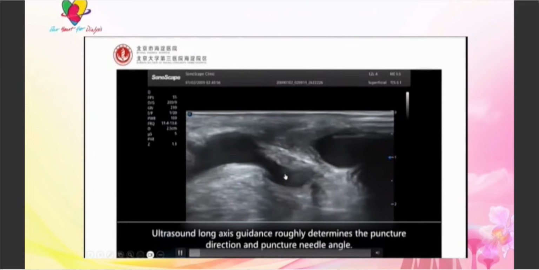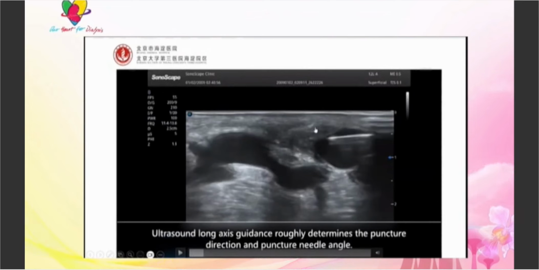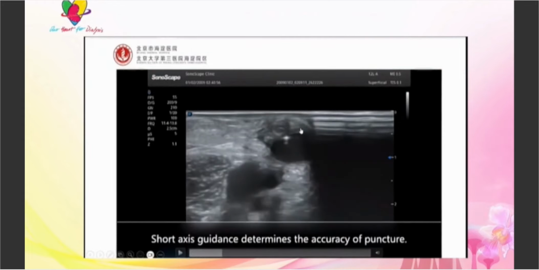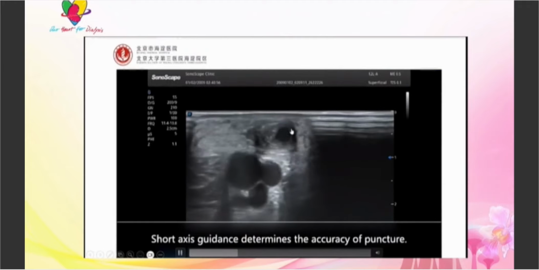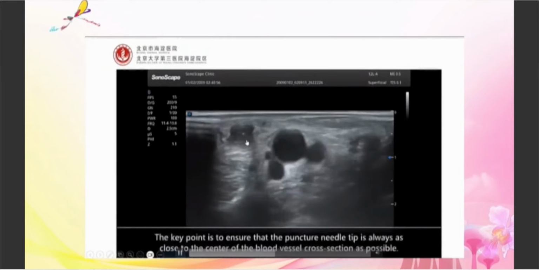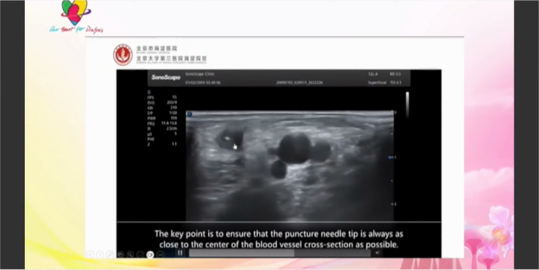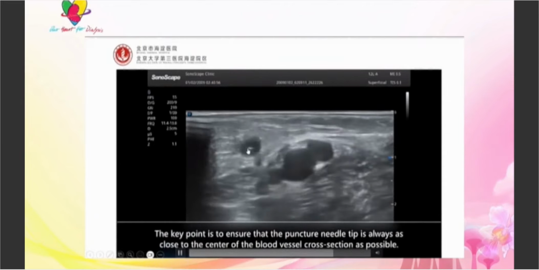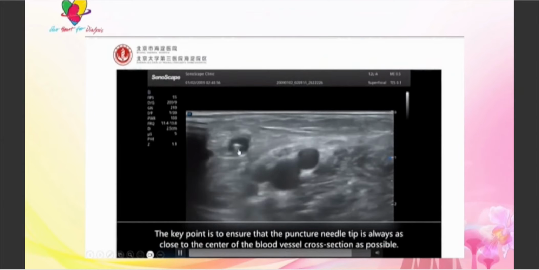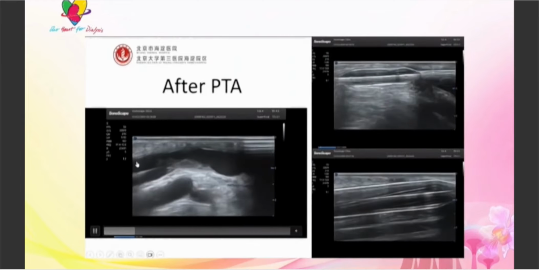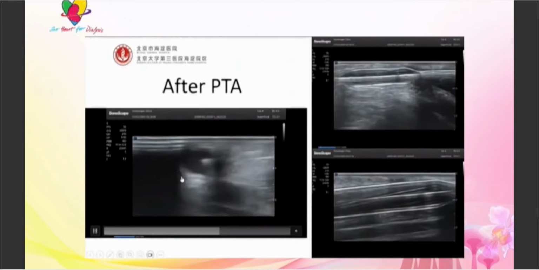Look at the video. Long axis guidance determines the puncture needle direction and angle. Short axis guidance determines the accuracy of puncture. The key point is that the puncture needle tip is always in the center of the blood vessel. This is the vessel after PTA.